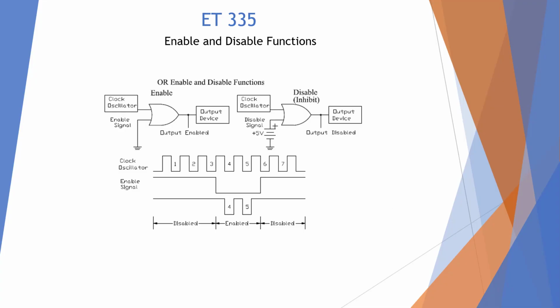Here we're using an OR enable or disable. So when we put the clock oscillator in, we put a ground in, we're going to get the output out. And if we put the high on, we're going to disable it, but we're going to disable it with a high output. So we could pass the same signal when it's a low, and we could disable it as a high.